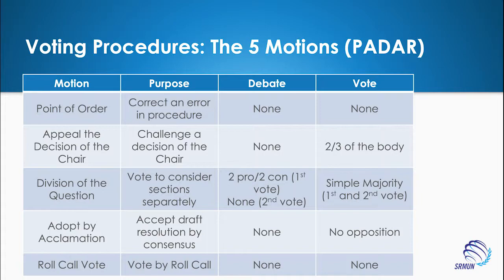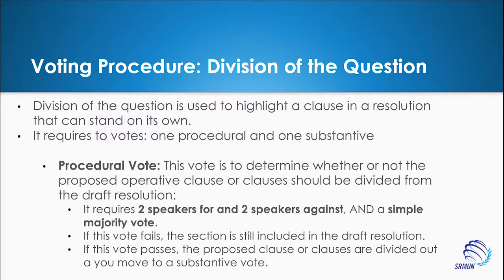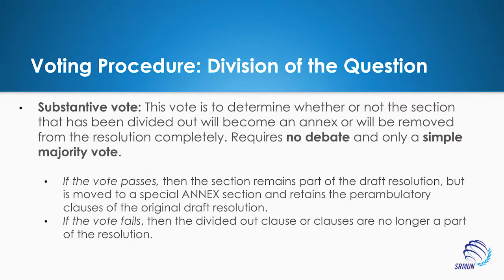The third is division of the question, which is to vote on certain sections of a draft resolution separately. This is typically used to highlight a certain part of a resolution if you think it's strong enough to stand on its own. During the division of the question, you'll have a vote to decide if it should be divided, and we'll have 2 speakers for and 2 people against dividing out that part of the resolution. And if that passes, then that would become an annex, and then we would have a second vote to decide whether to keep that annex in the resolution. If that passes, it will become an annex. If it does not pass, it is completely erased from the resolution.